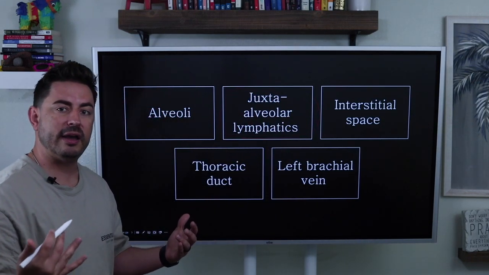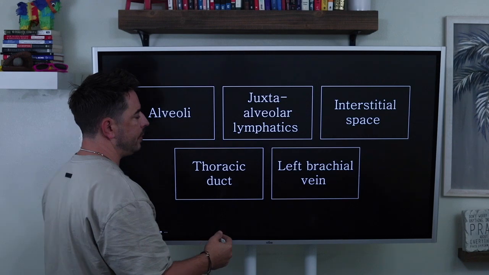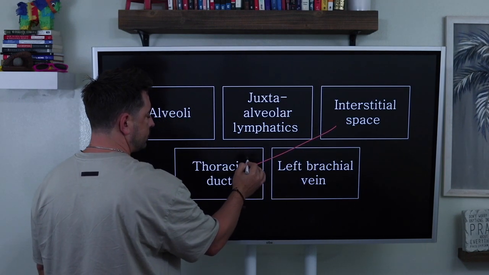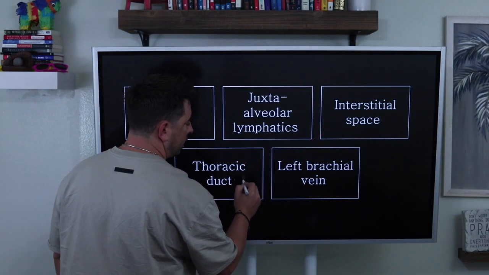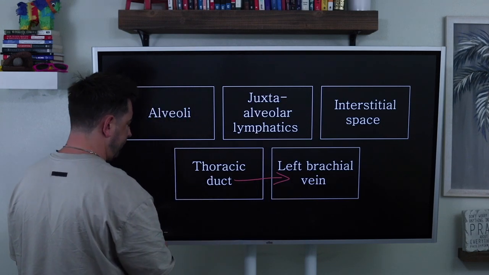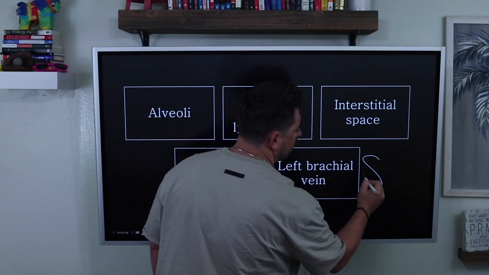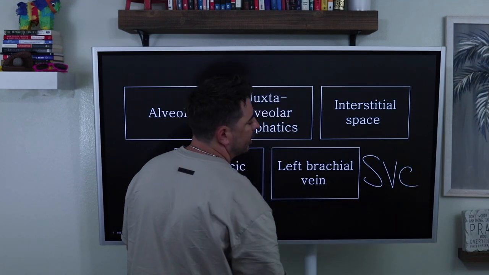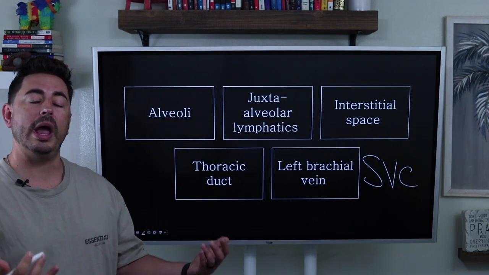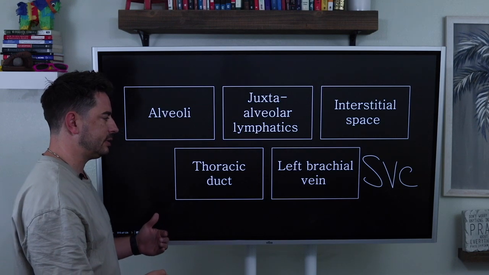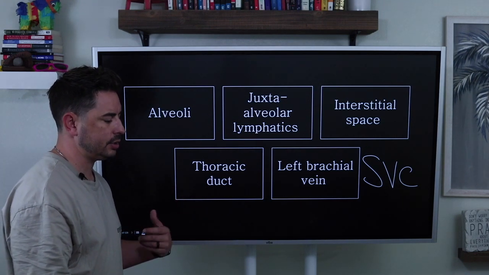Now the pathway goes from the interstitial space to the thoracic duct. From the thoracic duct, it goes to the left brachial vein. From the left brachial vein, it moves into the superior vena cava and then is eliminated through waste once it passes and gets into systemic circulation.